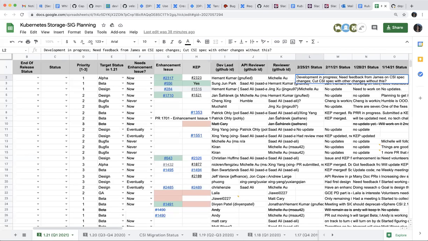Okay, that sounds good. Does your in-tree change depend on this, Hemant? Yes, that's the problem, right? You need to have that CSI change before March 9th. Yes. So we need to find James to get it. I'll ping him today. I'm supposed to be on PTO, but I'll ping him today again and see where it goes.